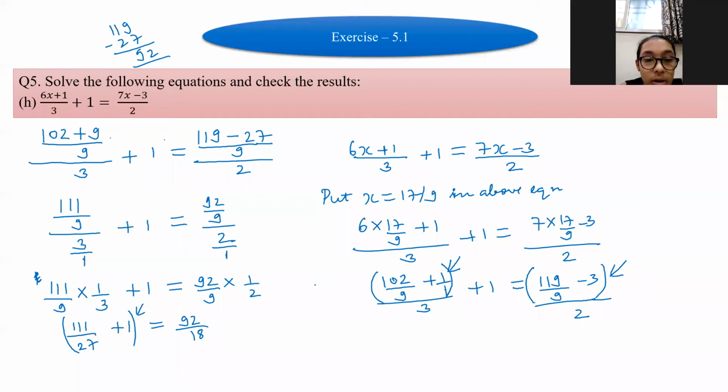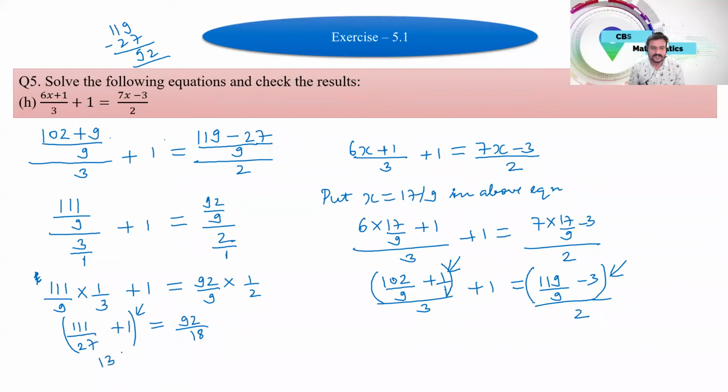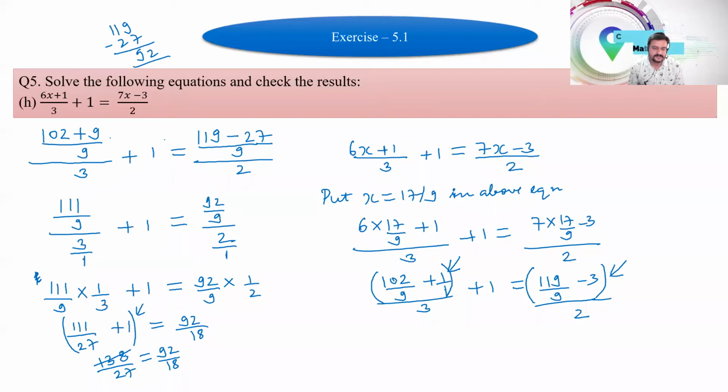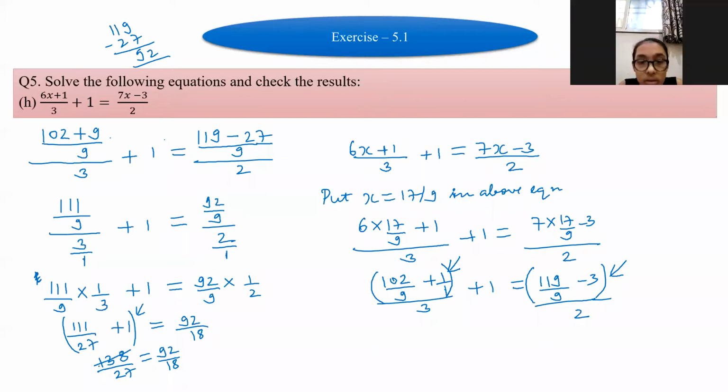So it will come 111 plus 27 only, upon 27. So how much will it come? 111 plus 27 is how much? Sir, 138. 138/27 is equal to 92/18. Now pay attention. If I divide here by 2, how much will it come? Not by 2, sorry, we will have to divide by 3. Yes, sir, by 3.